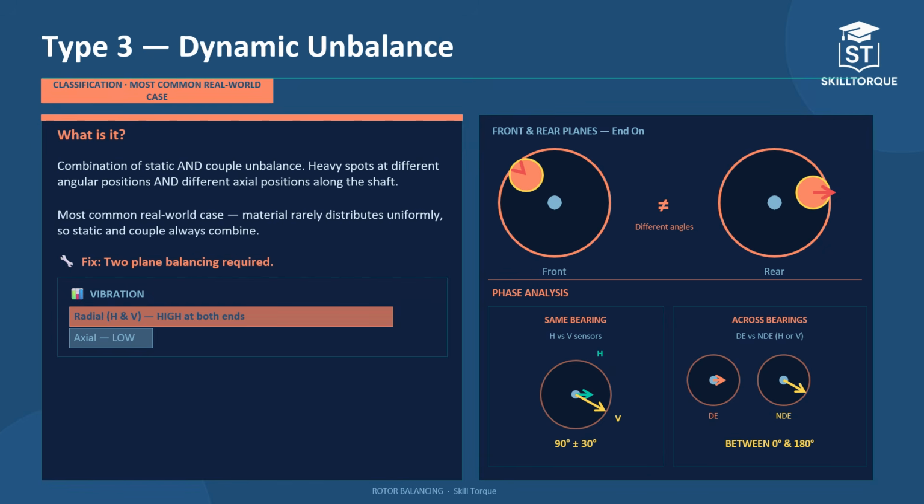Now we will be discussing the third one, that is the dynamic unbalance. This is the combination, you can say, of the static and couple unbalance, which is the most common type found in real machines.